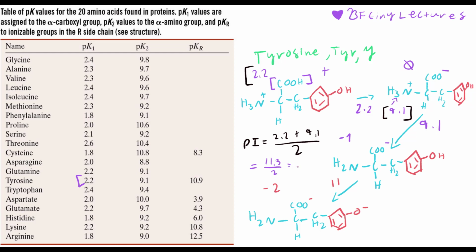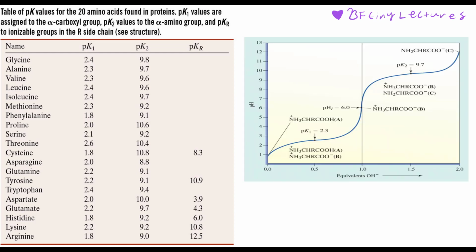And so we have the PI value of about 5.65. Therefore, at the pH of 5.65, you should be expecting a neutral tyrosine amino acid, okay? So therefore, you now know how to calculate the PI values for amino acids. If you like graphs more, if you're a visual person, I understand.